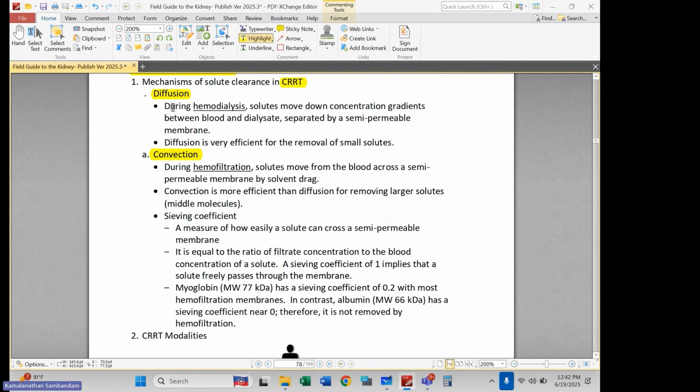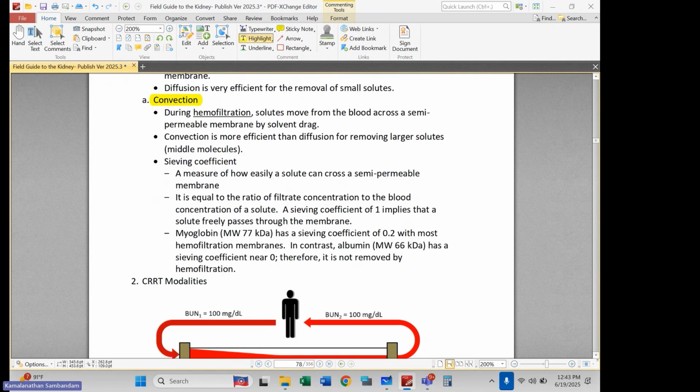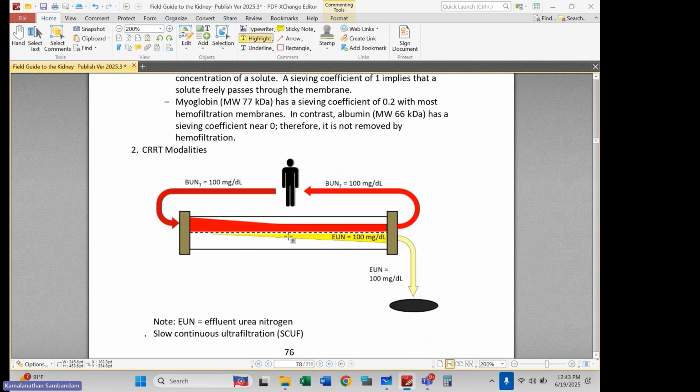All right, so hemodialysis, of course, refers to diffusive clearance and the movement of solutes down their concentration gradients. And this is especially efficient with the movement of small solutes. Convective clearance moves solute through solvent drag across a semipermeable membrane. We'll go through some of these pictures. Well, I'll go through it now.